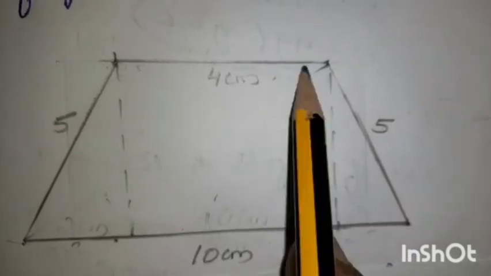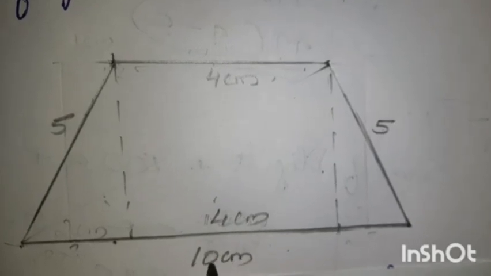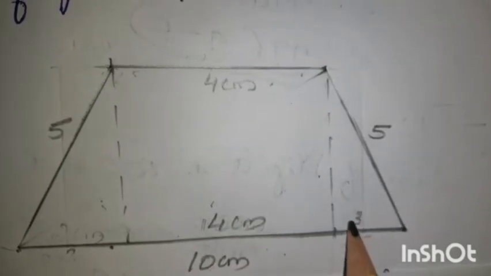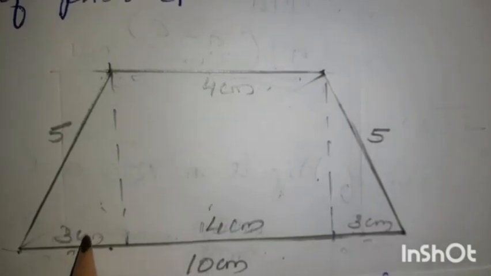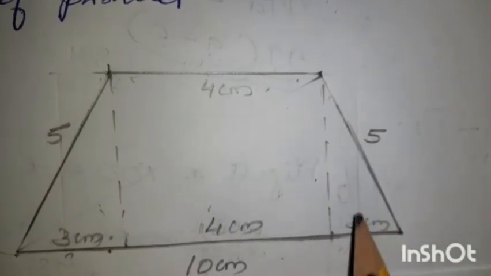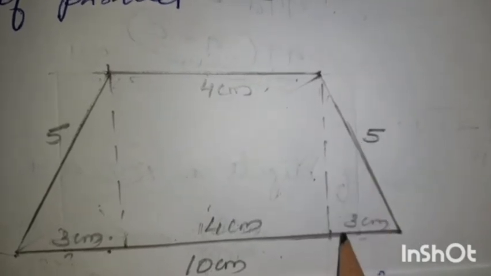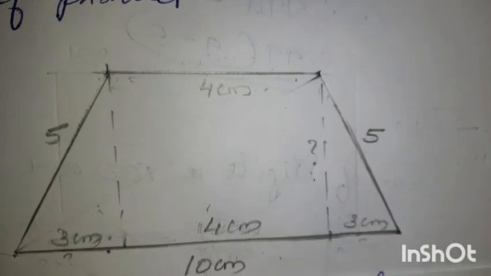You can find out the area of this trapezium either by splitting into two triangles and one rectangle. If this is 4 cm, here also 4 cm. Then next 6 cm dividing equally, so it is 3 cm and 3 cm. Then in a triangle, two sides are given. You can find out the third. Here the hypotenuse and the base is given. You have to find out this height.